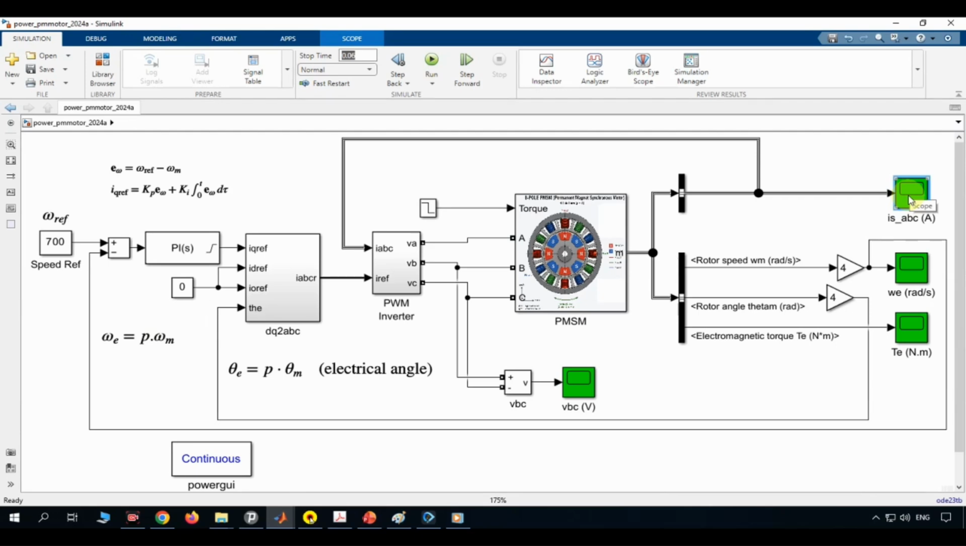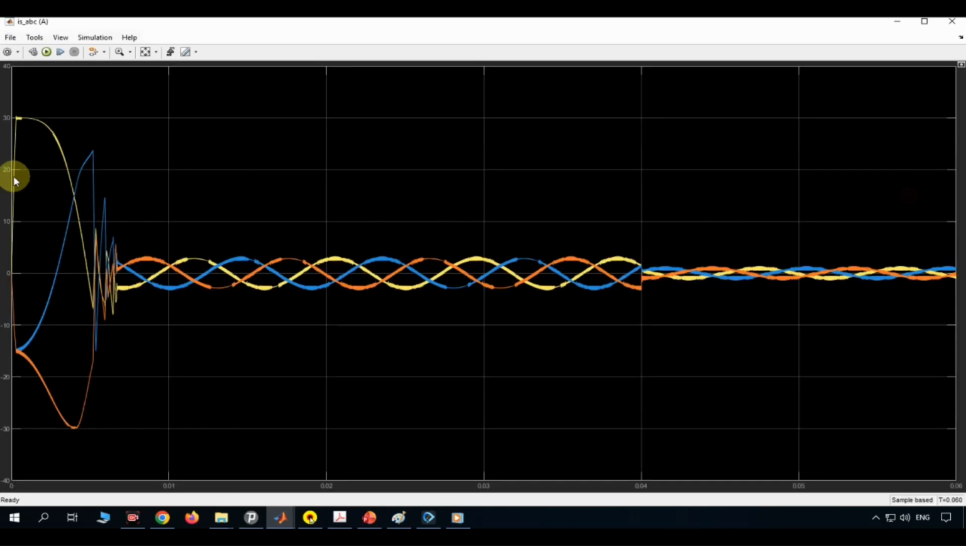Finally, the bottom scope shows the three-phase stator currents, I, S, A, B, C. During the startup interval, the currents are large and somewhat distorted, peaking around 30 amperes, as the controller pushes maximum current into the windings to generate that initial torque burst. Once the speed locks onto the reference, the currents settle into clean, balanced three-phase sine waves, the hallmark of successful field-oriented control, oscillating at about 446 Hz, which matches our electrical speed.